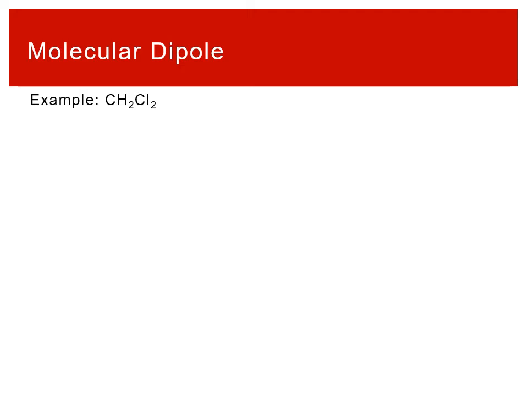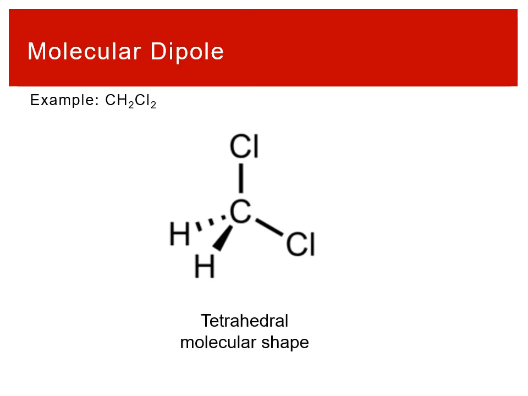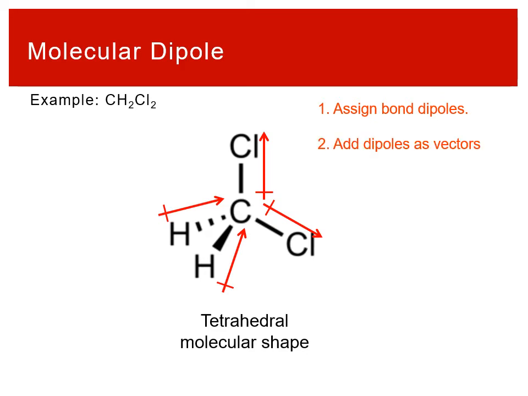Let's look at some more examples. This is CH2Cl2. That is a tetrahedral molecular shape. Sign those bond dipoles. Chlorine is more electronegative than carbon, but carbon is more electronegative than hydrogen. So all the bonds are, again, polar, and we can see we got these arrows pulling in different directions. If we want to think about adding those dipoles as vectors, we can see the chlorine bonds are pulling out, and the hydrogen bonds are kind of getting pulled in. And so those are not going to cancel each other out.